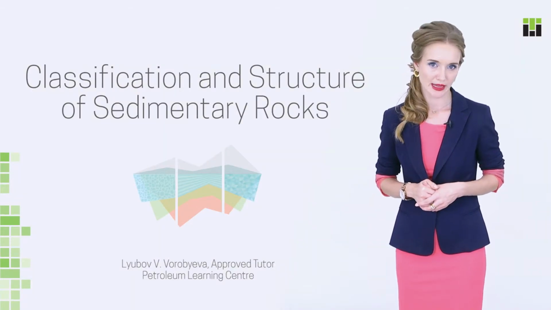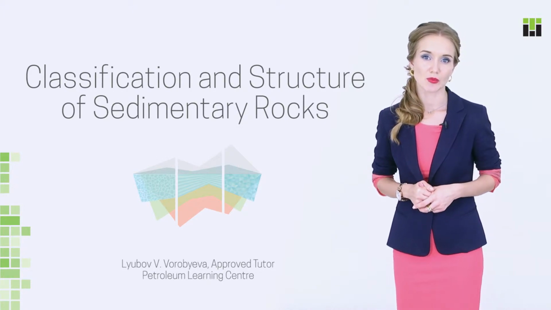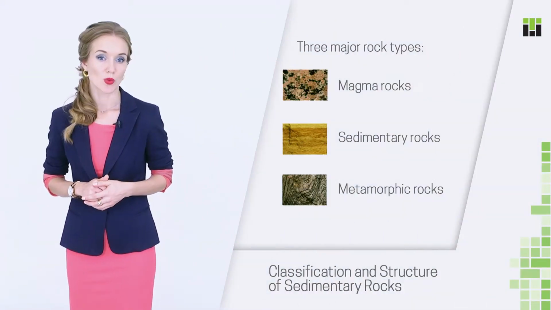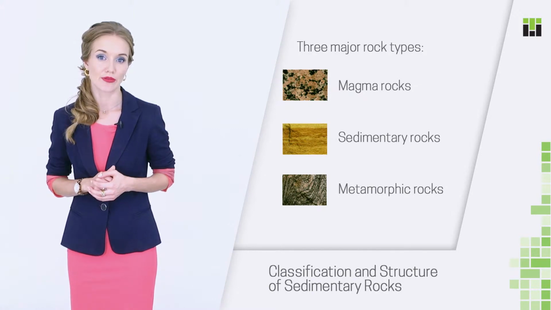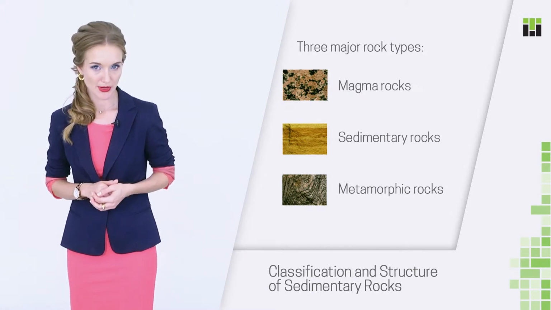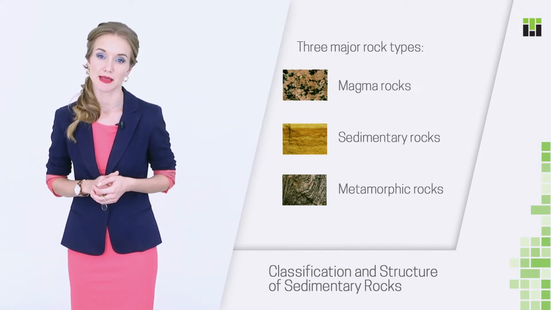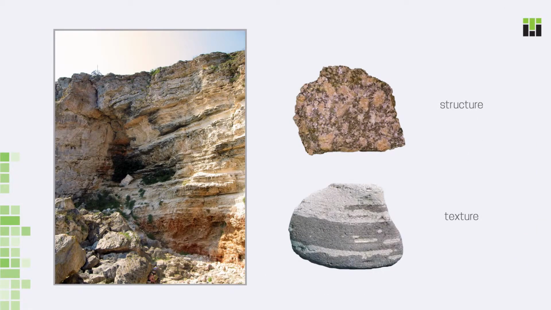Hello and welcome back. Today I will tell you about sedimentary rocks. We already know that there are three major rock types: magma rocks, sedimentary rocks, and metamorphic rocks. Sedimentary rocks contain most oil and gas deposits, which means that petroleum engineers take special interest in this rock type.